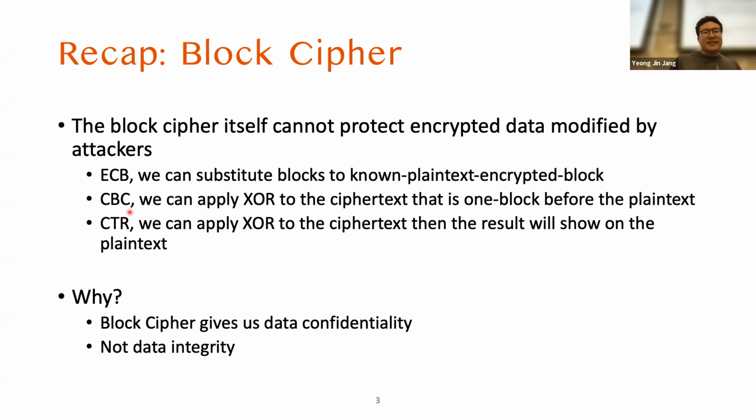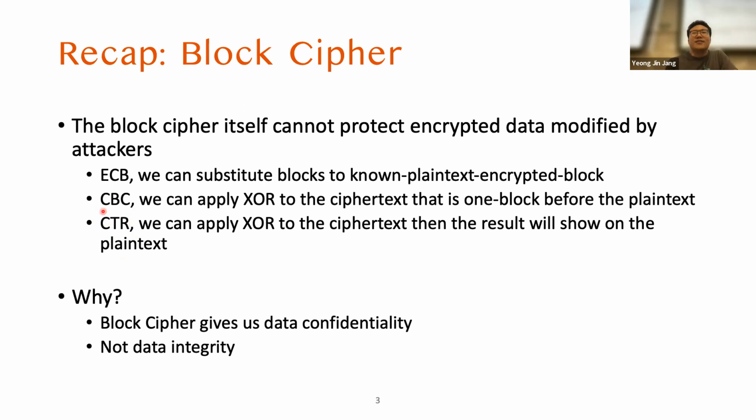For CBC, it's good because the plaintext is always XORed with the random IV or random-looking ciphertext data. But the problem is that if the ciphertext is unprotected, then we can edit the block one block before the target plaintext block. Then the XOR that we applied on that ciphertext will be directly shown on the next block in the plaintext.